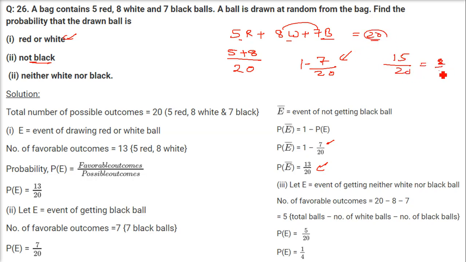So this is 3 by 2, 2 by 3. But 2 by 3 is the probability of white or black. But we have to find neither nor. So just subtract this by this number. 1 minus 15 by 20, that is 3 by 4. 3 5 is a 15, 5 4 is a 20. 1 minus 3 by 4 is 1 by 4. So 1 by 4 is the probability of neither white nor black.